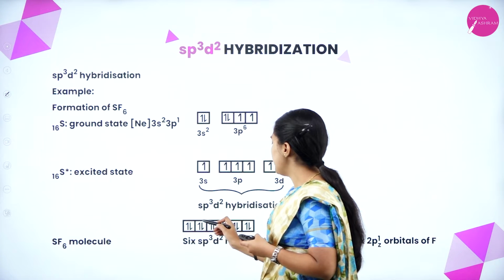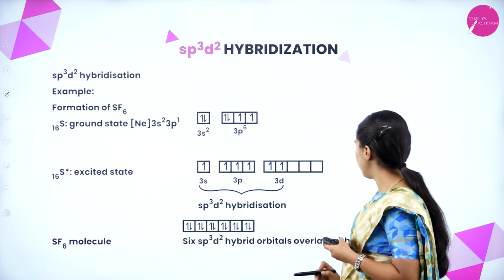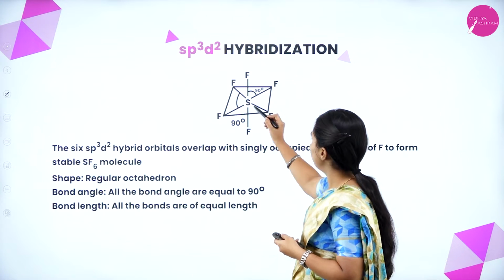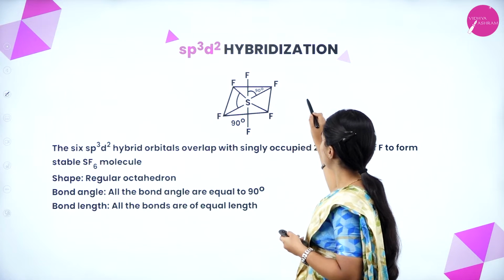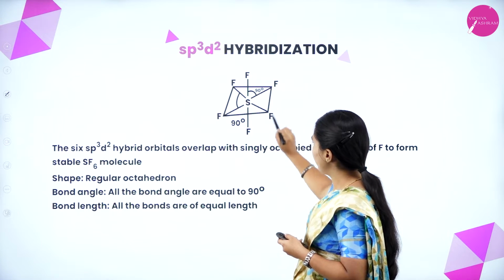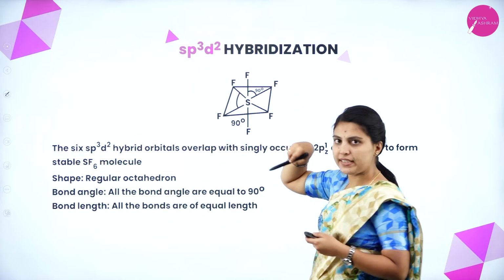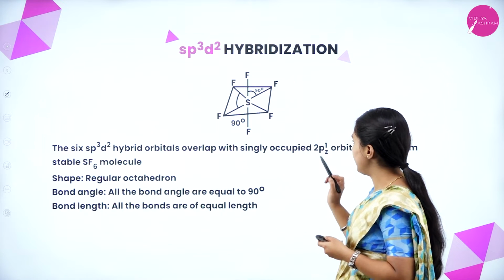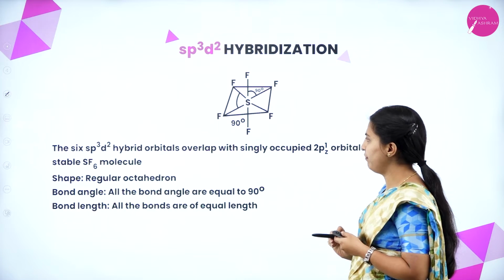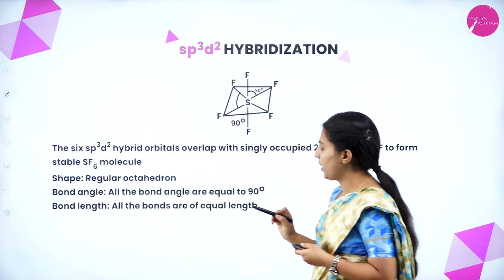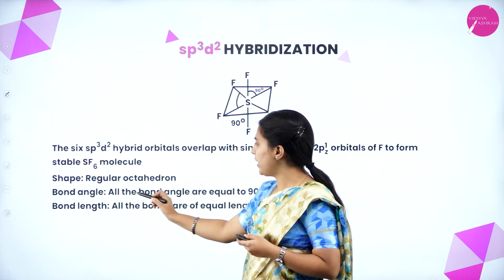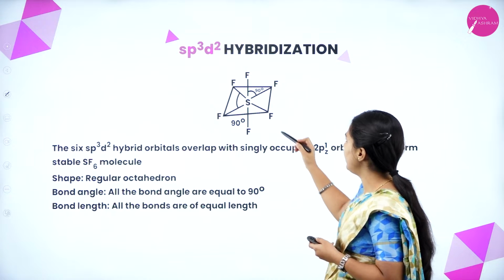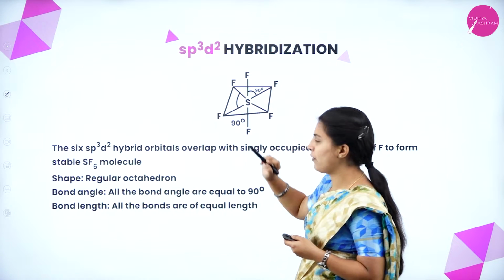In SF6, 6 sp3d2 hybrid orbitals overlap with 6 2pz orbitals of F. See here, S is present here, and on all the sides 6 fluorines are present, 2 axial bond lengths are present. The 6 sp3d2 hybrid orbitals overlap with singly occupied 2pz orbitals of F to form stable SF6. Shape is regular octahedron. All the bond angles are equal to 90 degrees. That's why all the bonds are equal in length. On all sides it has 90 degrees.